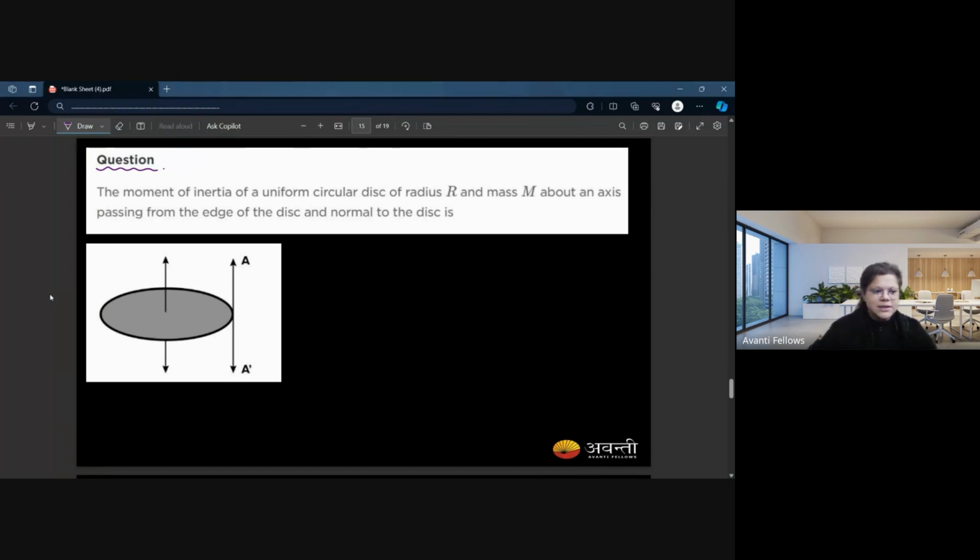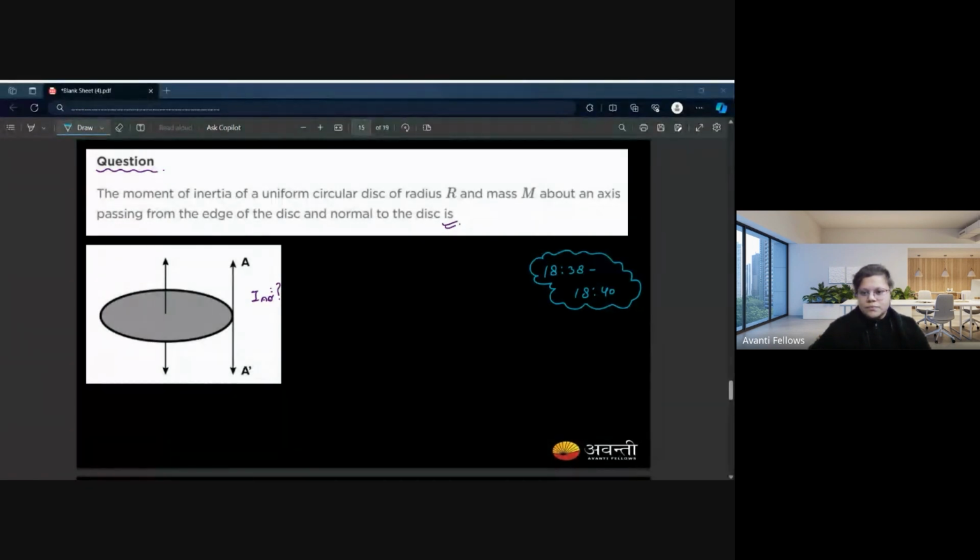Let's do this question. It says the moment of inertia of a uniform circular disk of radius r and mass m about an axis passing through the edge of the disk and normal to the disk is. बताइए, एक डायग्राम आपके लिए बना दिया है. आपको बताना है कि इनर्शिया क्या होगा अबाउट ए प्राइम, राइट? सॉल्व कीजिएगा. It is 18:38 right now. Kindly answer me by 18:40.